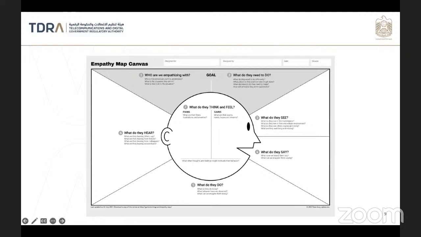For example, the customer of Uber wants to go from point A to point B. The customers of credit cards want to use their cards to pay for a product or a service. So you need to know what the job in hand is. Then you start thinking, what do they see? What do they say? What do they do? And what do they hear?